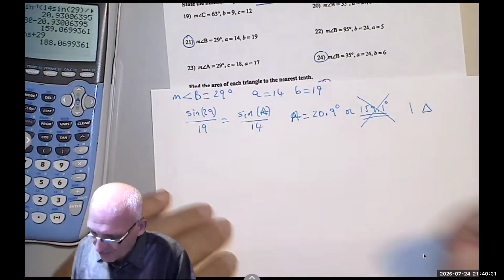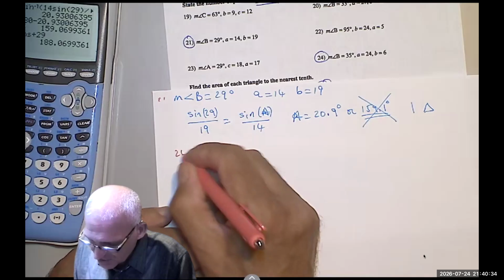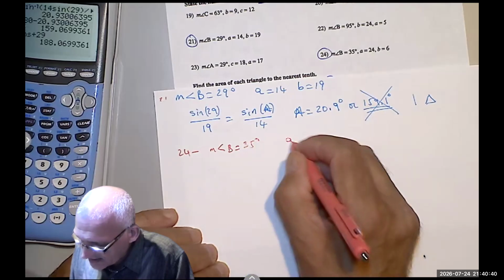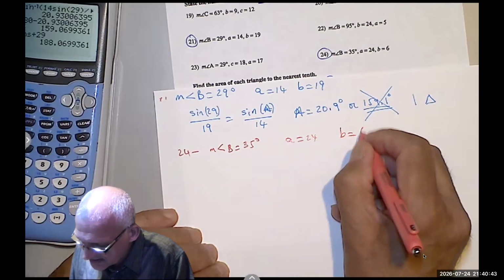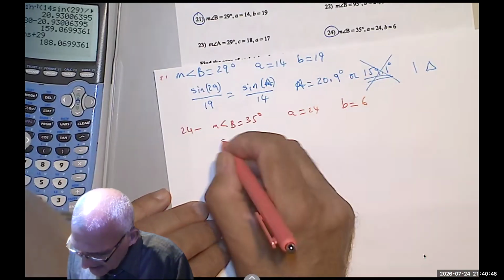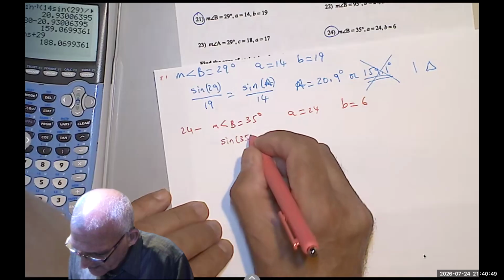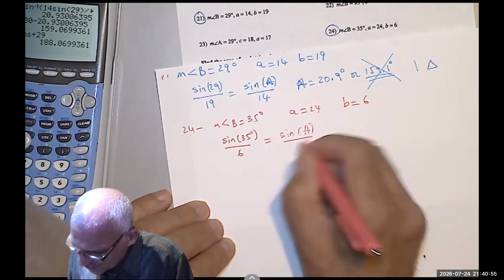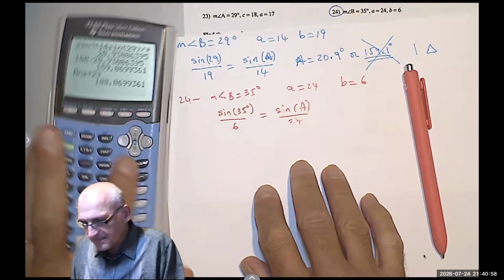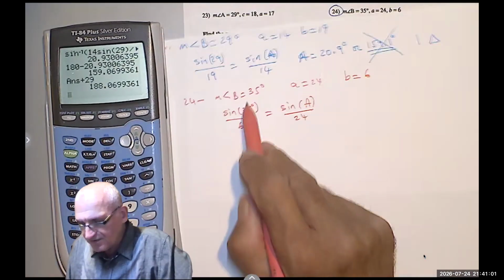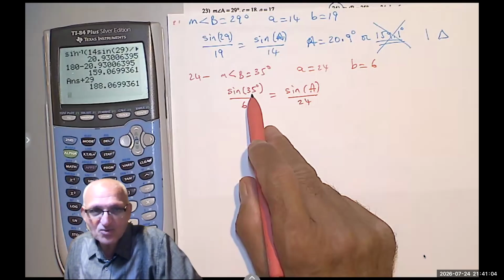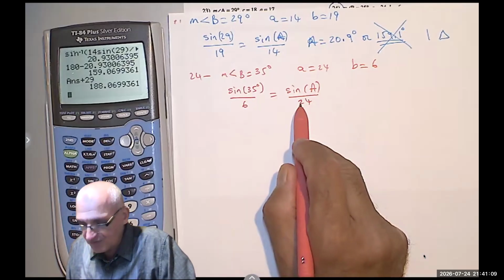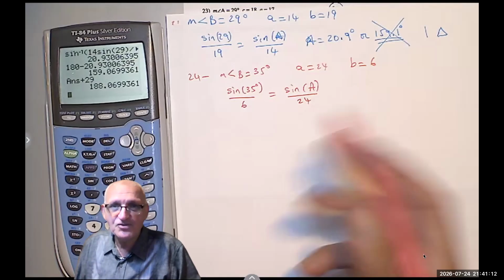Let's go to number 24. So this is 21. This is 24. The measure of angle B is 35 degrees. A is 24. B is 6. Wow, that's so small. Sine of 35 over 6 equals sine of A over 24. That won't work, because sine 35 is more than 1/2. Do you know that sine 30 is 1/2? So let's assume even it's a half. A half times 24 is 12, and 12 divided by 6 is 2. So sine A would be roughly 2, which is impossible.